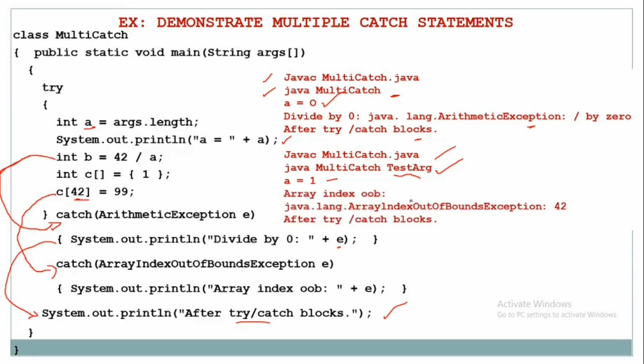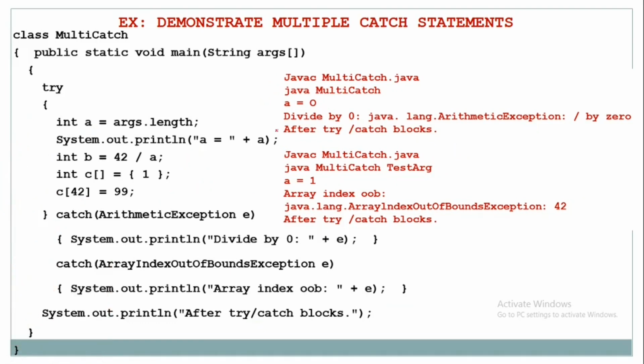It will print array index OOB, along with the array index out of bounds exception object. After that, the rest of the code is executed, as you can see over here, after try catch blocks, which means the program is not terminated. So this is how a piece of code can throw multiple exceptions. It threw an arithmetic exception, and it also threw an array index out of bounds exception, and both were handled.